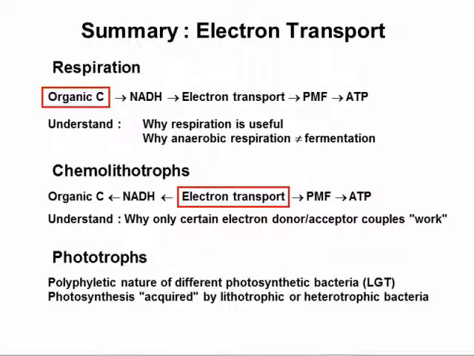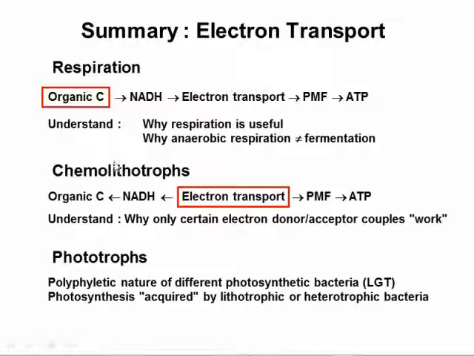Okay, so here is a kind of summary of everything. Respiration: everything starts with organic carbon. Then electrons are transferred onto NADH. The electron transport chain gives you proton motive force and gives you ATP. And you really should understand the difference between anaerobic respiration and fermentation.